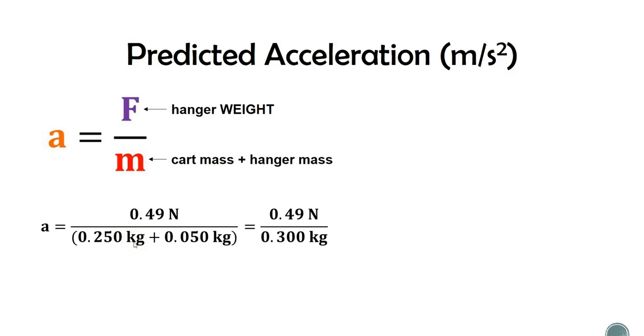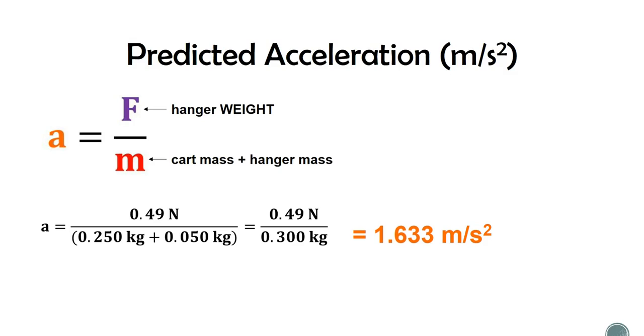And so that's 0.49 newtons divided by 0.3 kilograms gives you a predicted acceleration of 1.633 meters per second squared, somewhere in that general vicinity if you used 10 for gravity.